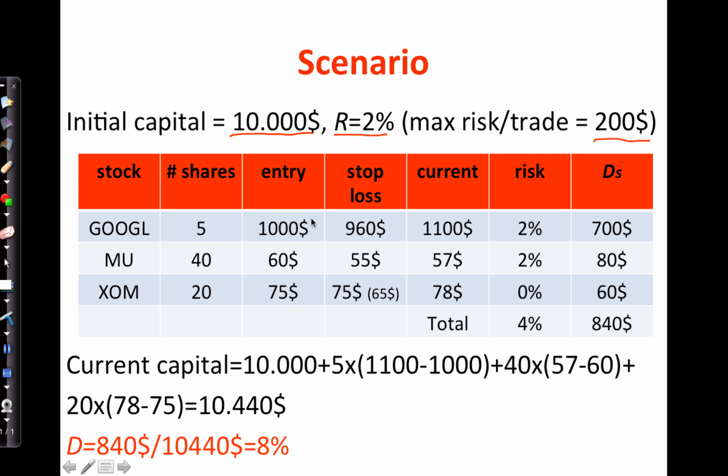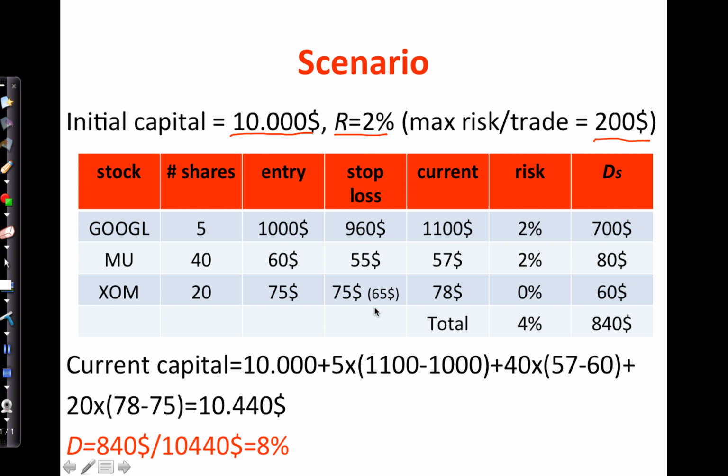Google, we enter at $1,000, we have a stop loss at 960, and we have 5 shares. And this makes sense because 1,000 minus 960 is $40, right? Times 5 is $200, that is our risk per share. So this is correct. And the same here, if you do the computation, like here we are risking $5 for each share, and we have 40, so we are risking again $200.